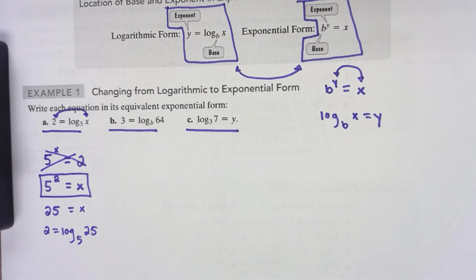Let me kind of explain what we're doing there. All right, real quick, why don't you convert B and C into its exponential form?